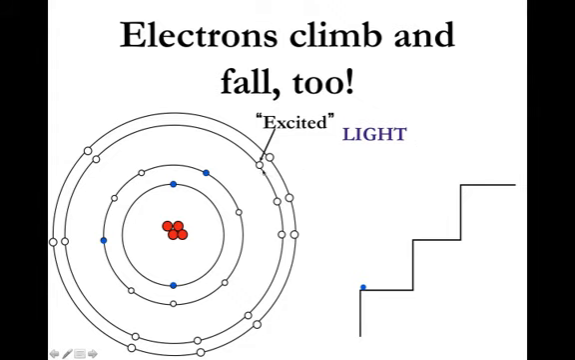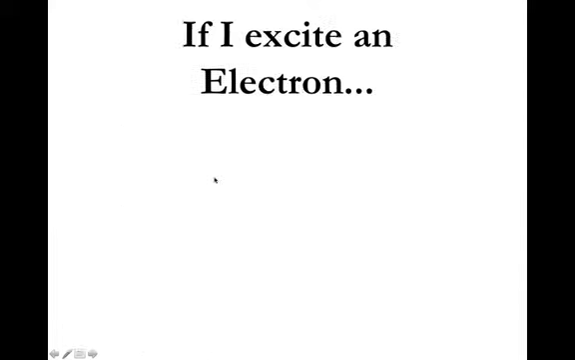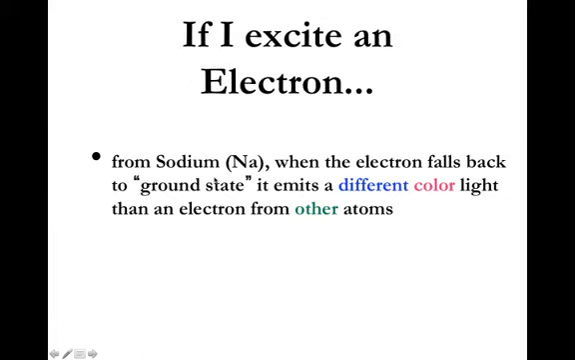So that's basically the idea behind today's lab. I'll explain it in a little bit more detail. But the punchline is that different atoms, because they have different spacing between their shells, will emit different colors of light when you excite their electrons. And so there's the ground state again. Just to emphasize this point again, I'm going to say it in a different way. If I excite an electron from a sodium atom, when the electron falls back to the ground state, it will emit a different color of light than an electron falling back to the ground state in other types of atoms.